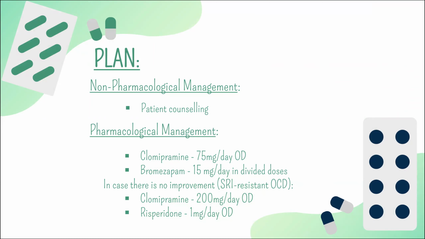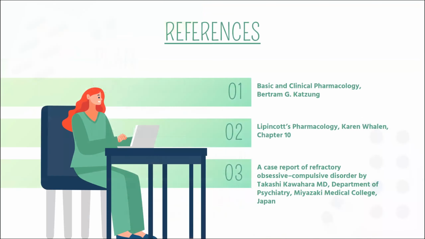The pharmacological management is the prescription of clomipramine starting from 75 mg per day, along with bromazepam, which is an anti-anxiety medication, given at 15 milligrams per day in divided doses. In case there is no improvement using this therapy, it is an indication that SRI-resistant OCD might be present. So we will increase the dose of clomipramine to 200 milligrams per day OD along with risperidone, which might be effective in treating this SRI-resistant OCD. The dose prescribed will be 1 milligram per day OD.